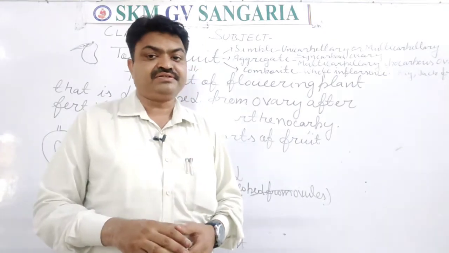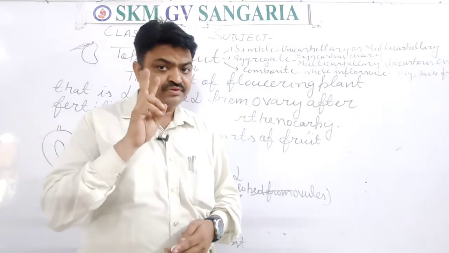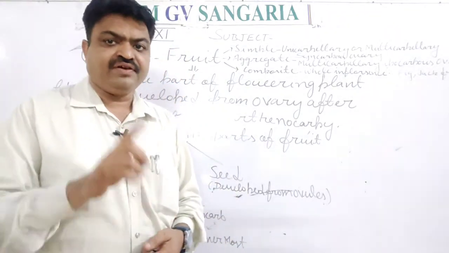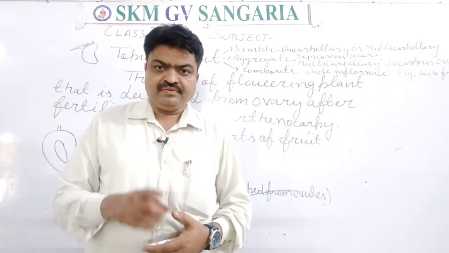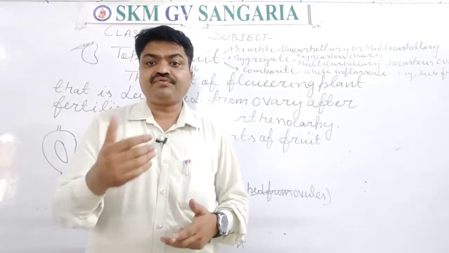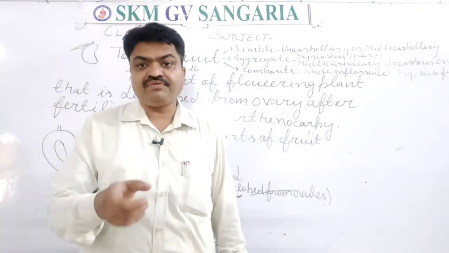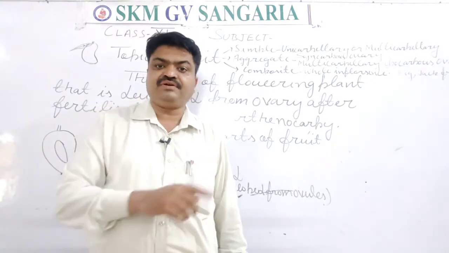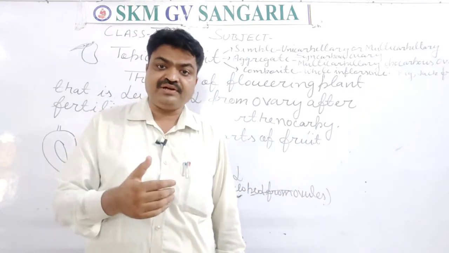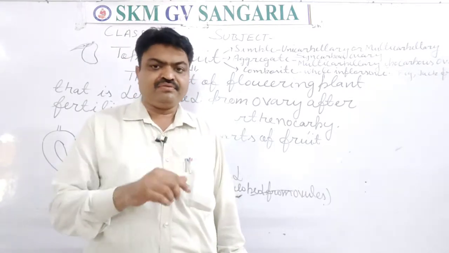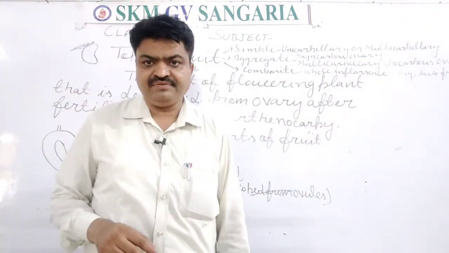Now, what is the structure of fruit? Fruit has two important parts, students. First is pericarp, second is seed. The seed is protected by the fruit, and as you know, the fruit develops from the ovary and the seed develops from the ovules. So the seeds are protected inside the fruit. Now there are two parts: first is pericarp, second is seed.